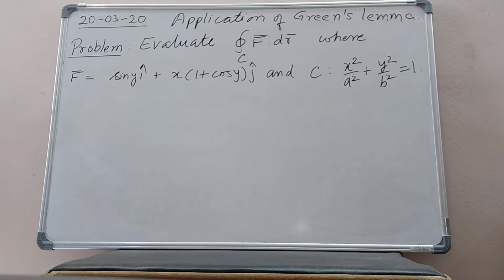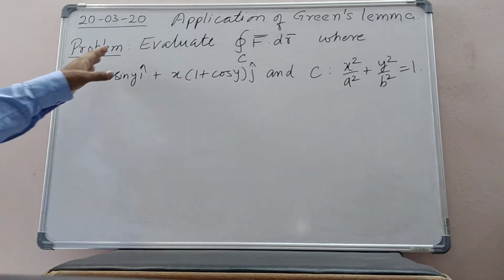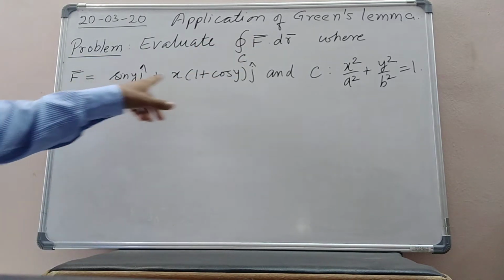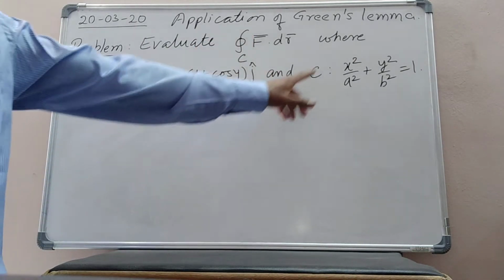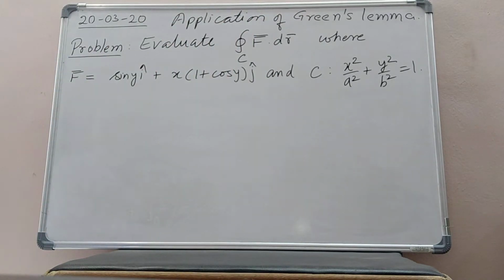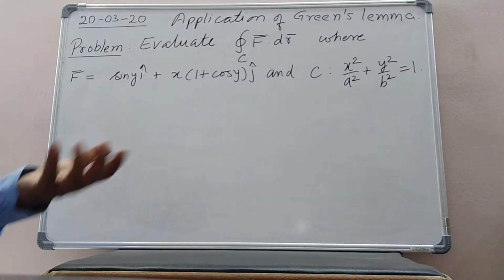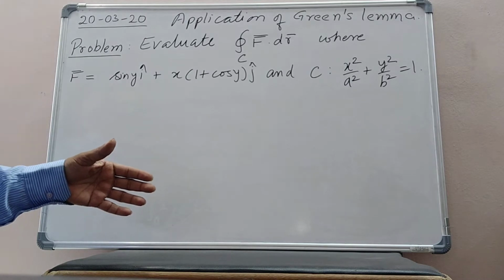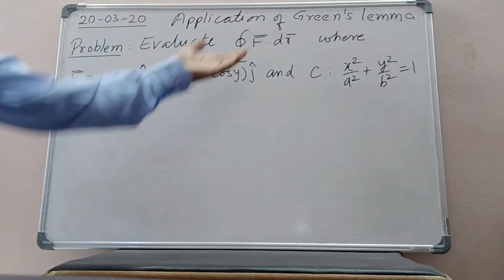So in this video, I'm going to discuss application of Green's lemma. The problem is the following: evaluate the line integral for the vector field given by this expression over the ellipse. I have a choice of evaluating the line integral directly or applying Green's lemma and getting this value.